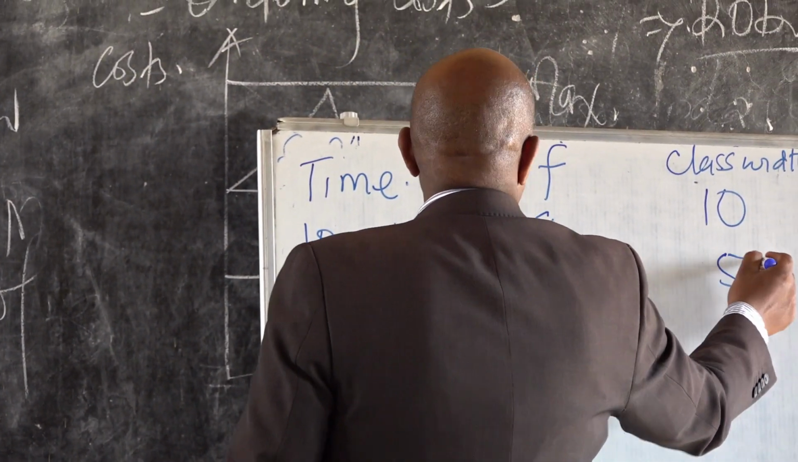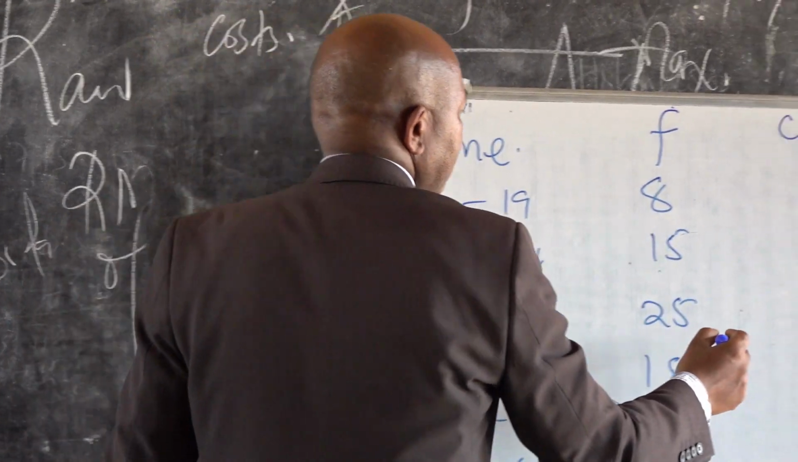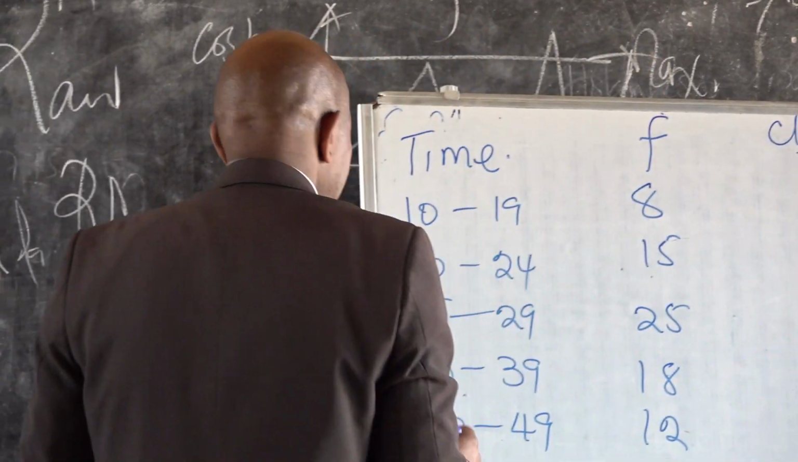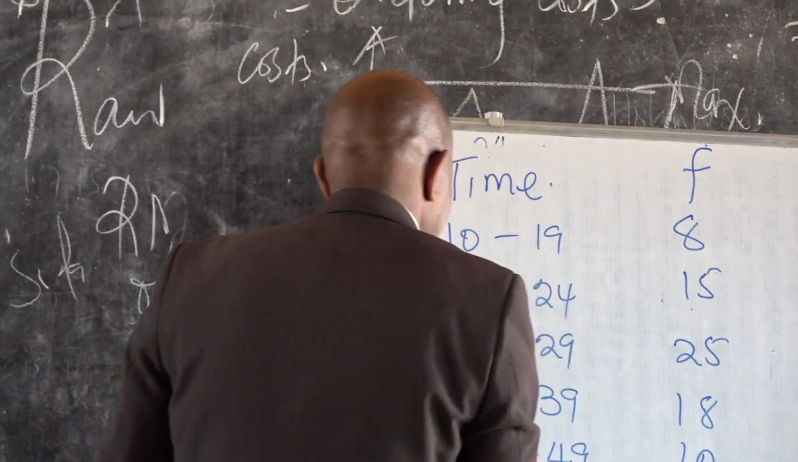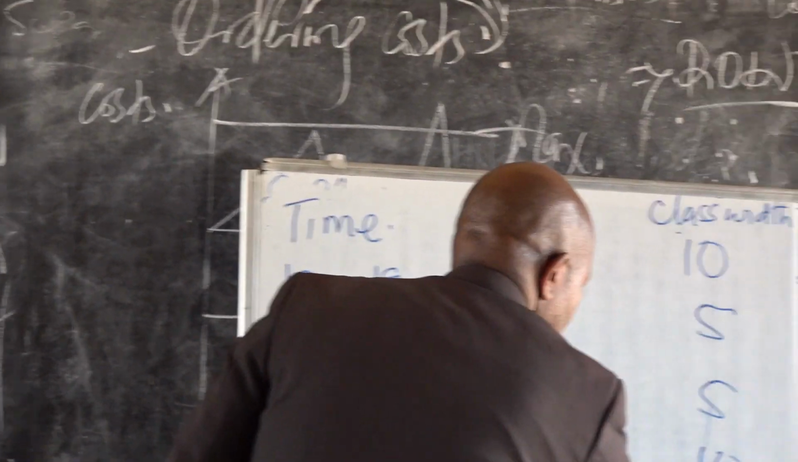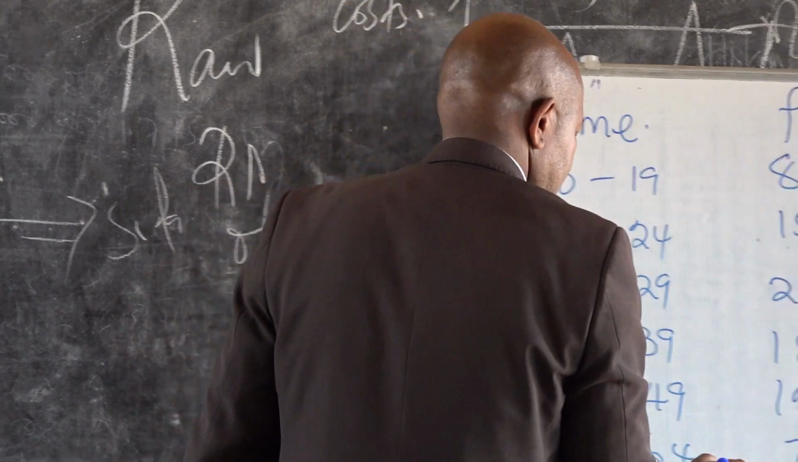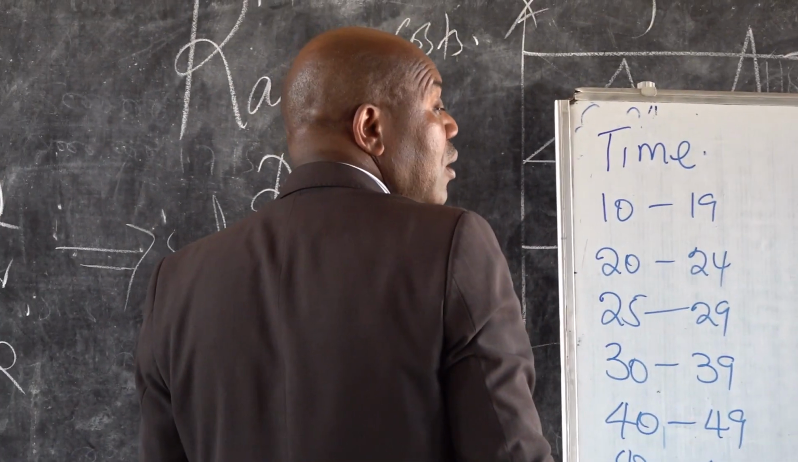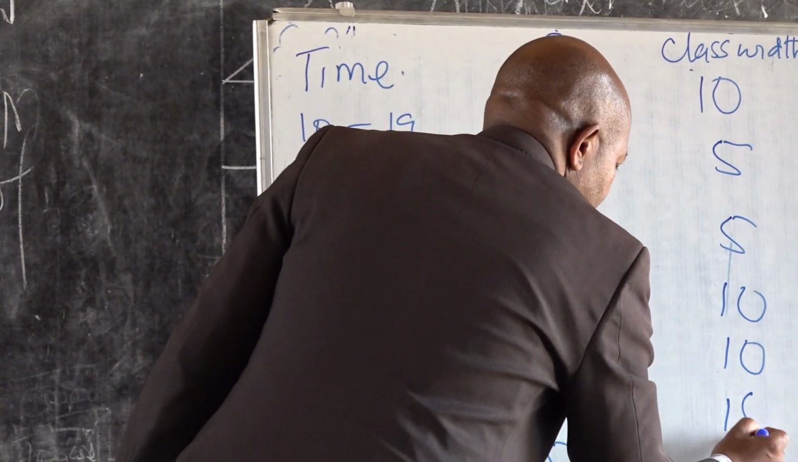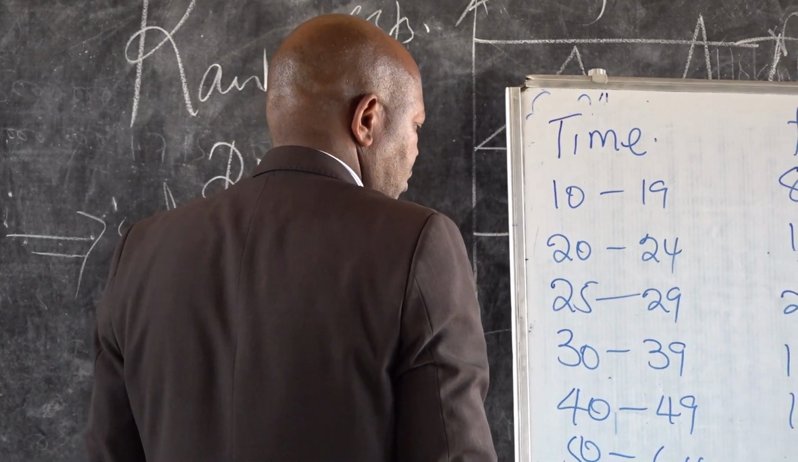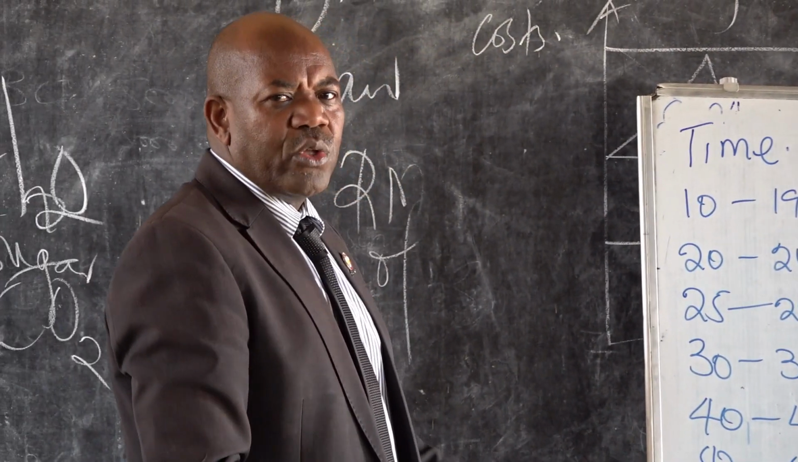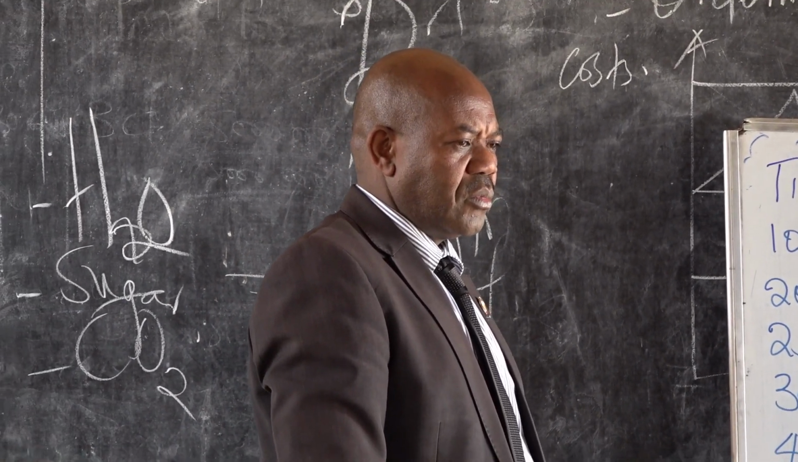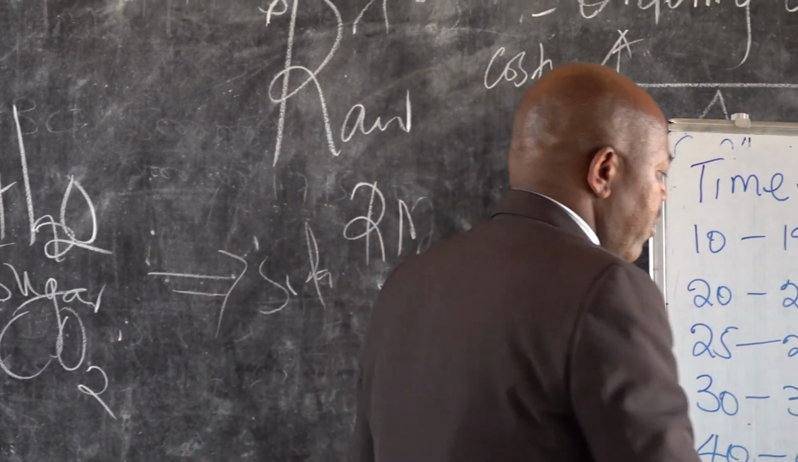The next one, the class width is what? 5. The next one? 5. The next one? 10. And the next one? 10. And the class width here? 15. The next one? 89.5 minus 64.5, 25. Wonderful.